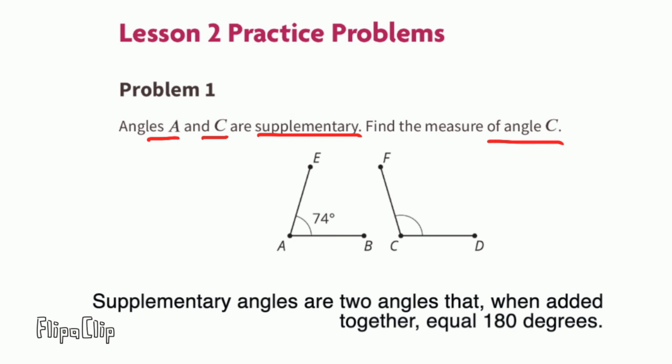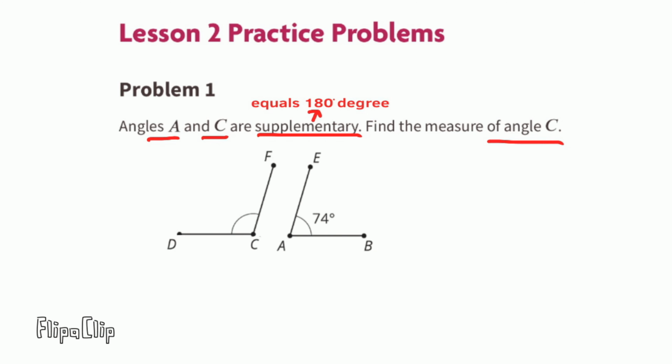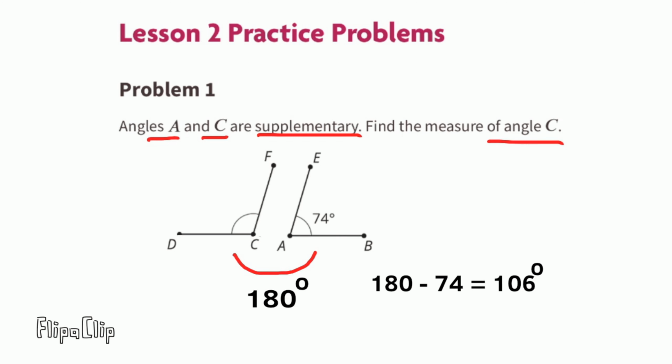Supplementary angles are two angles that, when added together, equal 180 degrees. We can rearrange these two angles so it looks like this. When we add angle C to angle A, it's going to total 180 degrees. 74 plus what number equals 180 degrees? 180 minus 74 equals 106. So angle C is 106 degrees.